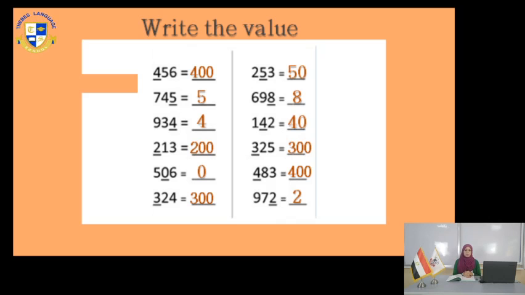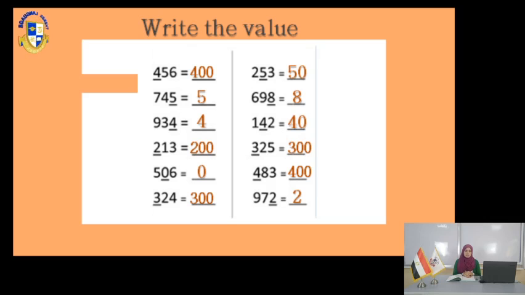506. Remember we said whenever you see a 0, the value of this number is always 0. 0 is underlined, so the value of the underlined digit is 0. 324. 3 is underlined, so the value of the digit underlined is 300. 253. 5 is underlined, so the value of the underlined digit is 50.